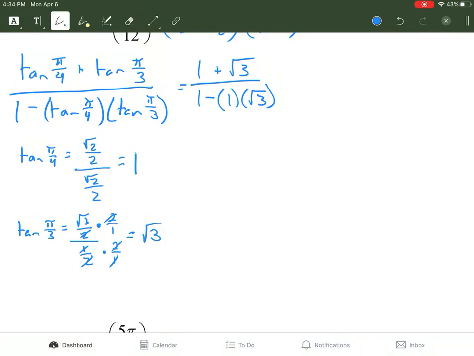If you had the tangent of pi over 6, you'd be dealing with a different number, which would be a fraction, which would cause some more problems. And I will try and make sure I get into one of those next, which I'm pretty sure I will. Okay, and the next problem.